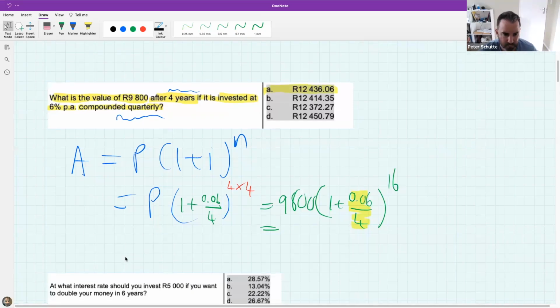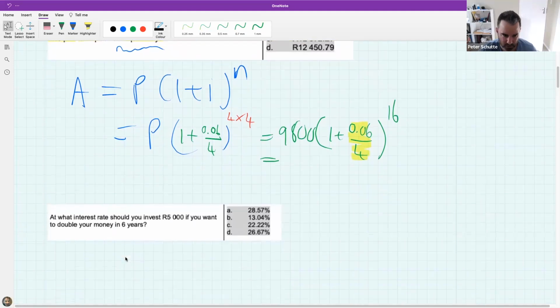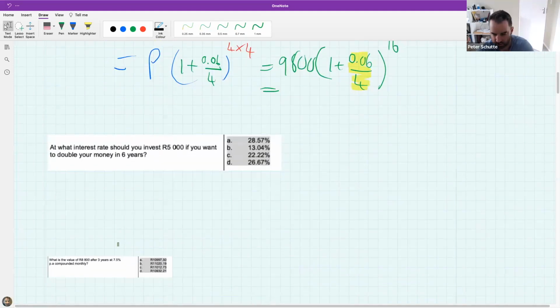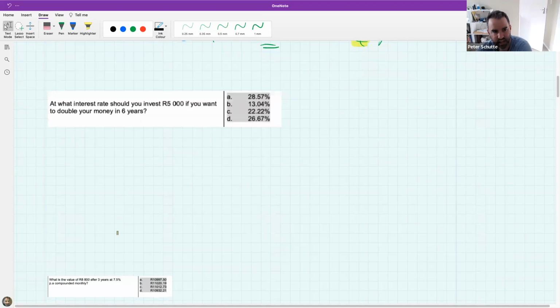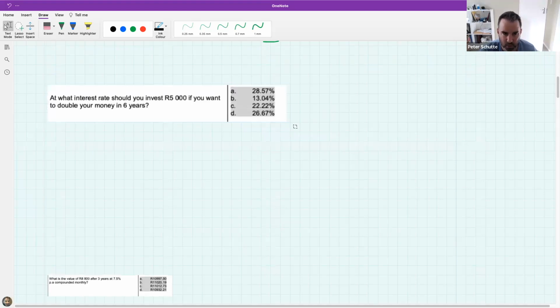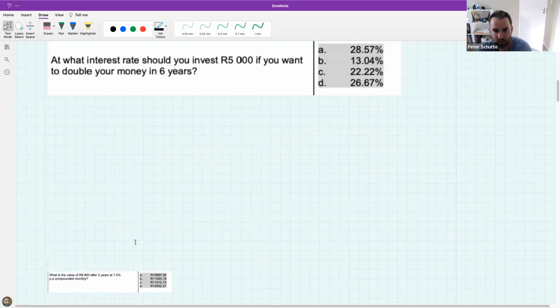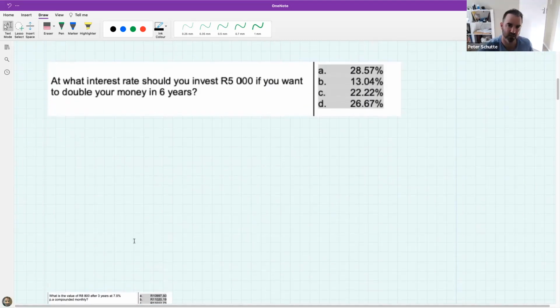All right, everyone. Let's go on to a slightly different type of question. In this question, I want to ask you to identify. It says, at what interest rate should you invest 5,000 if you want to double your money in 6 years? And before we do the question, I want us to spot what is different about this question.